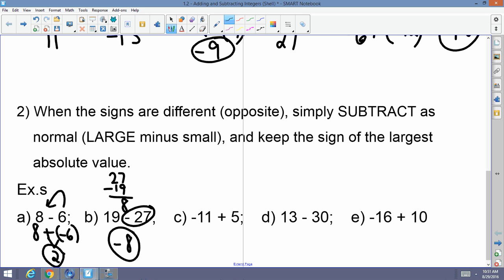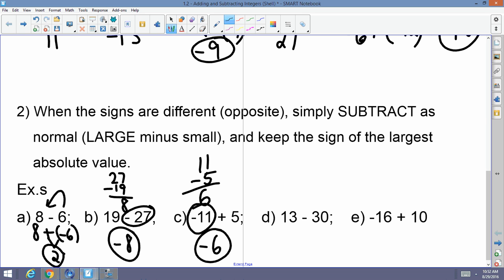For C, negative 11 plus 5. Well, the signs are opposite. The 11 is negative. The 5 is positive. When the signs are opposite, you subtract as normal and keep the sign of the largest absolute value. So this is going to be 11 minus 5, which equals 6. But I have more negatives than positives, so this is negative 6. Is everyone with me so far, my brothers? Thank you, gentlemen.